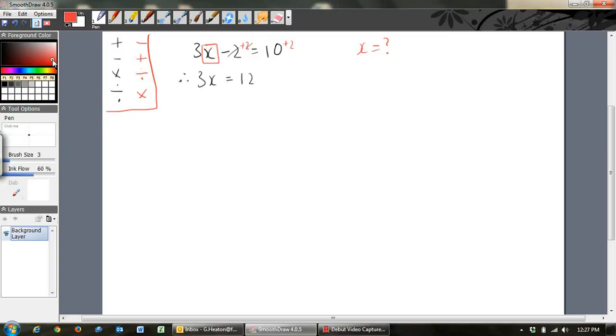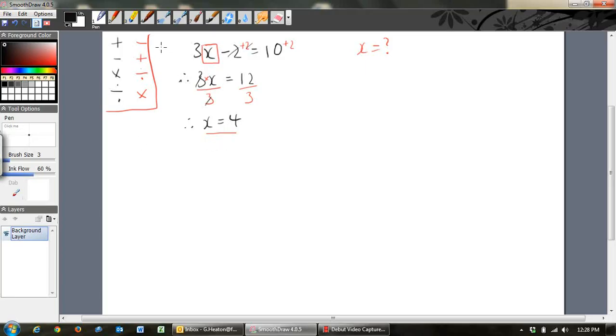Now let's have a look at this 3. How do we get rid of 3? Remember, this means 3 times x. The way to get rid of timesing by 3 is to divide by 3. So we divide by 3 and we must make sure we do it to both sides. Those 3s cancel out, and therefore x is equal to 12 divided by 3, which is 4. So there's your answer. x, our mystery number, is equal to 4.